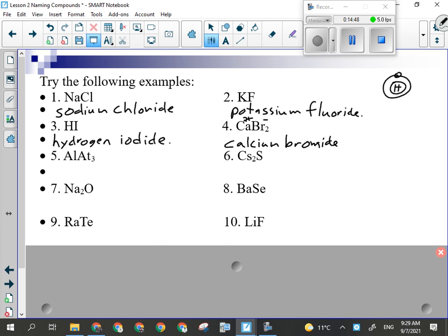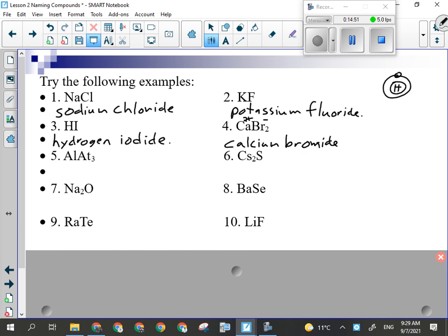Try those ones. See how we do on those. I'll give you a few minutes on those. So, let's have a look at these ones here.